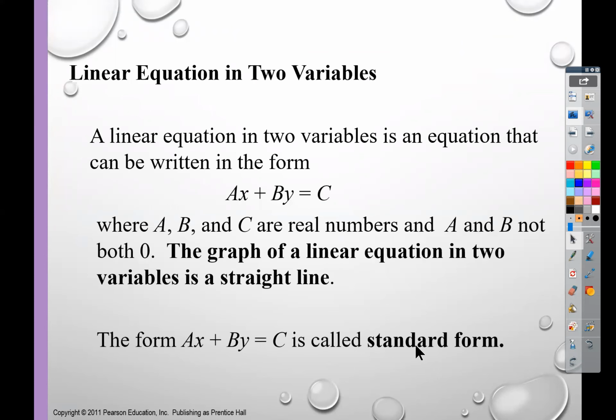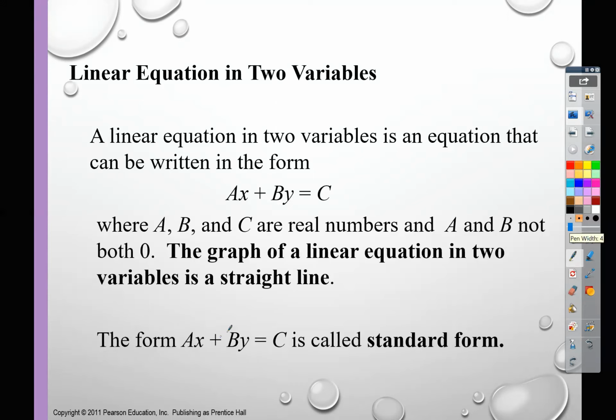A linear equation in two variables is an equation that can be written in the form ax plus by equals c, where a, b, and c are real numbers, and a and b are not both zero. The graph of a linear equation in two variables is a straight line. The form ax plus by equals c is called standard form. Now I do have to say, in standard form, a has to be positive, and there are no fractions or decimals.